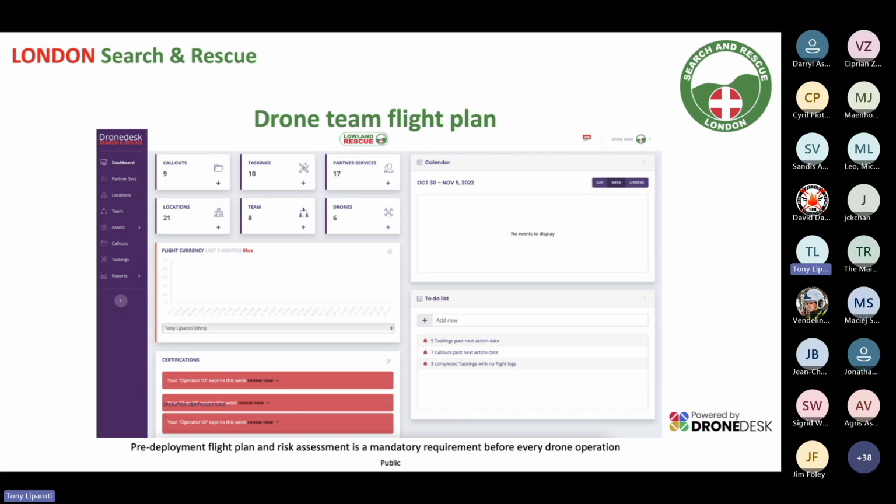Just to make you understand a little bit more why I'm talking about accountability, we deploy on behalf of the Metropolitan Police. So they deploy us, they give us the intelligence of the missing person, and we work hand in hand with this police force throughout the entire deployment of the search.